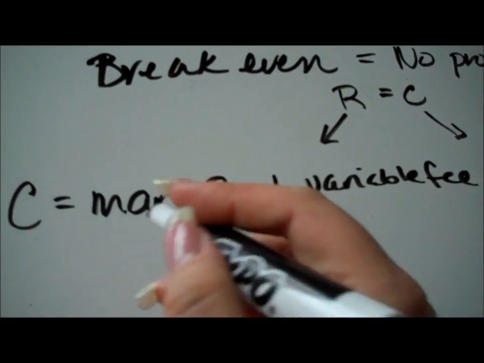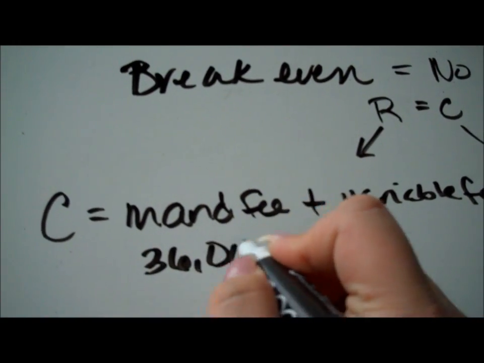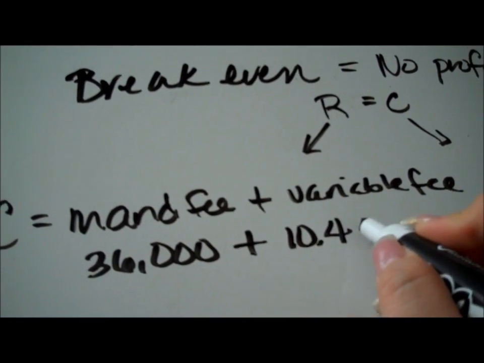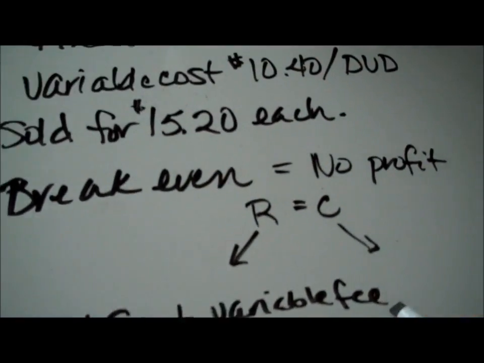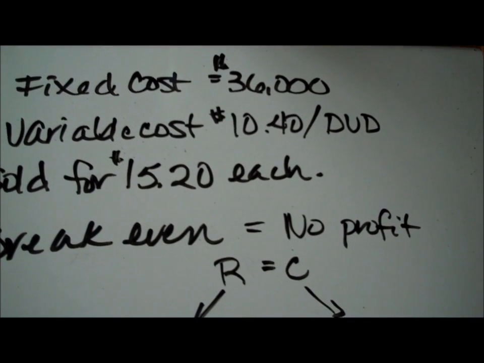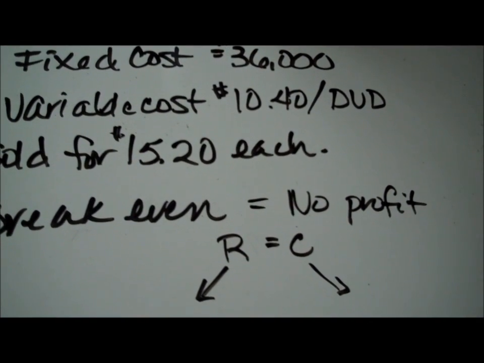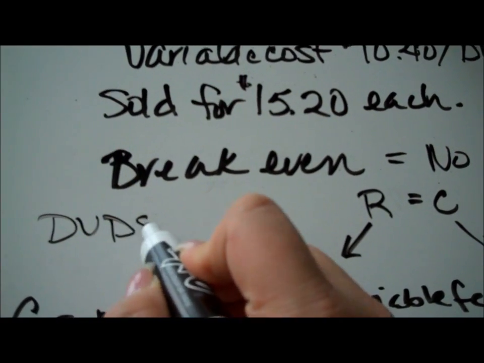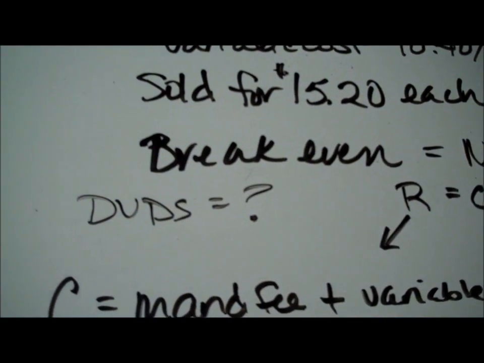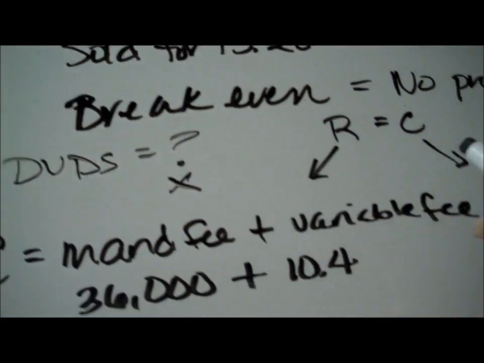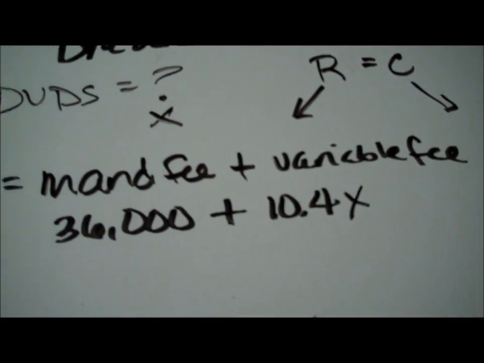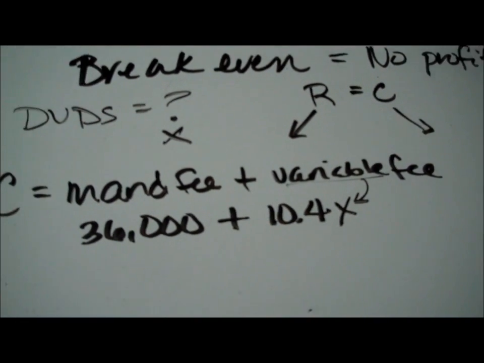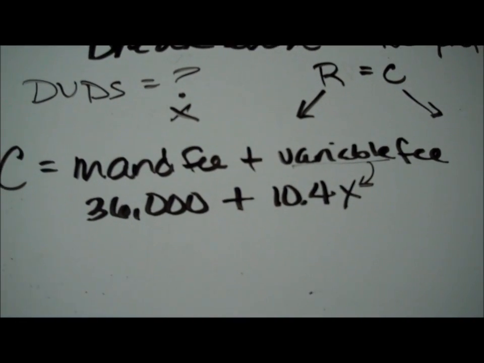Okay, our mandatory fee is the $36,000. The variable fee is the $10.40. But the thing is it said per DVD. We don't know how many DVDs. We want to know how many DVDs are going to have us break even. That's our variable right there. Okay, notice variable, and look, we're using a variable. So we want to know how many DVDs.